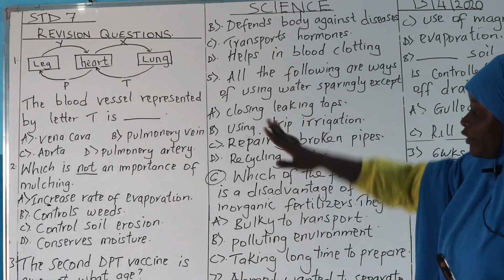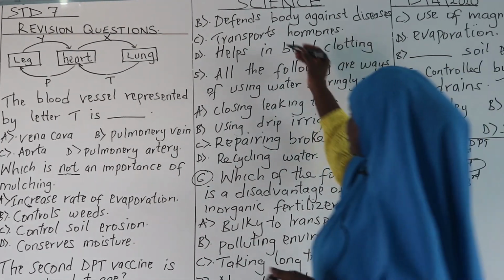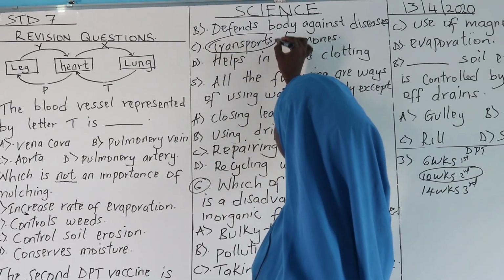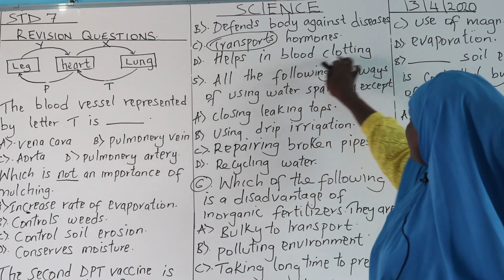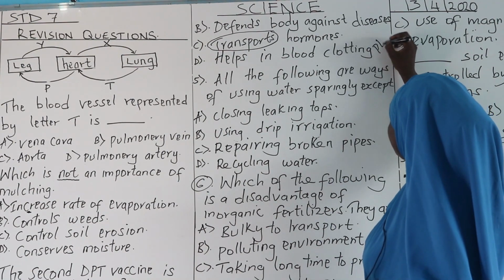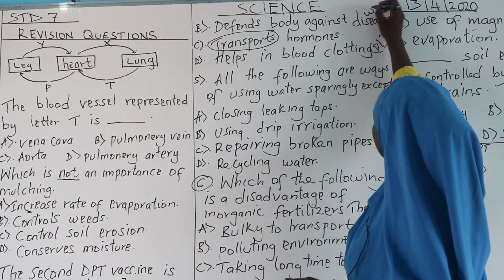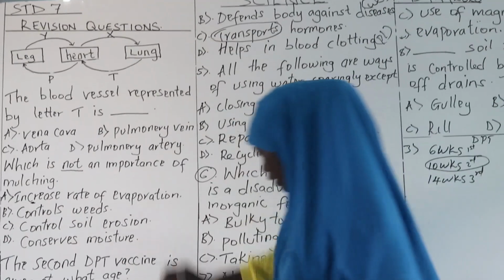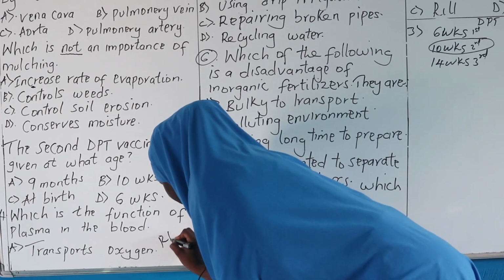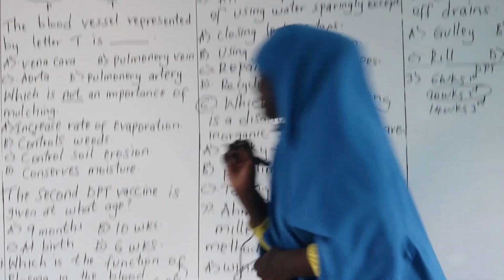Transport hormones, we said the major function of plasma is transport. It transports various things we are going to discuss, and then helps in blood clotting. This one is platelets. This one, defending, is white cells, and this one, oxygen, is red blood cells.